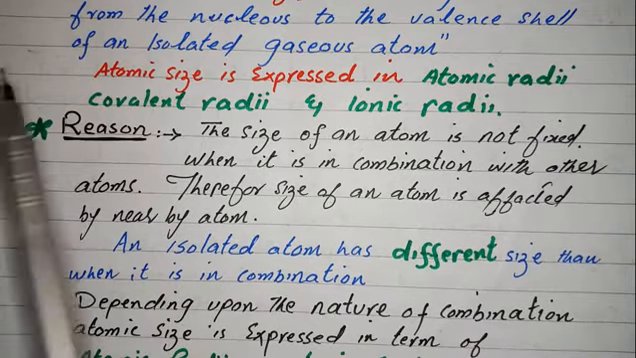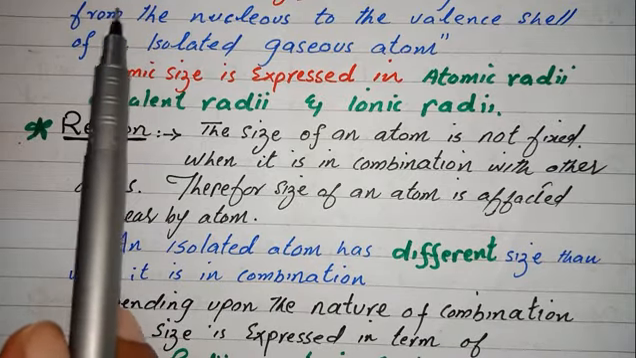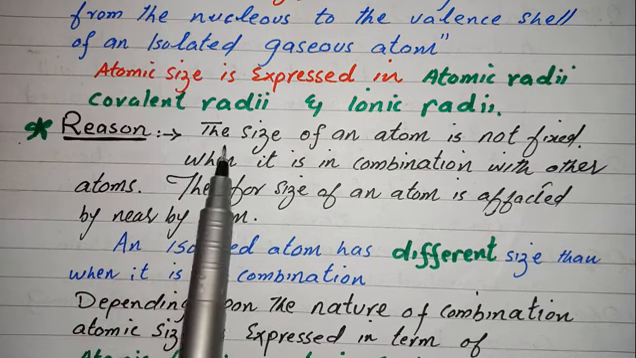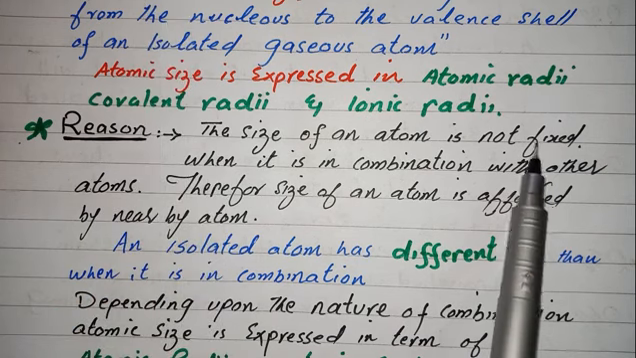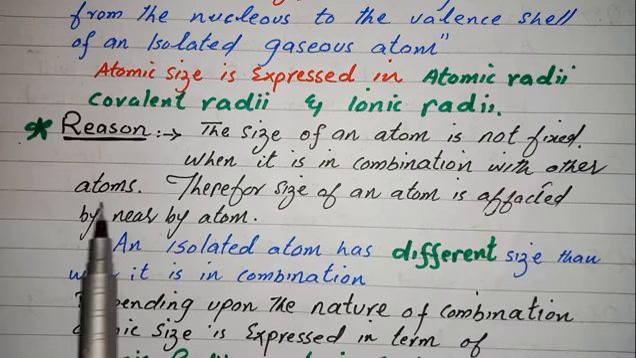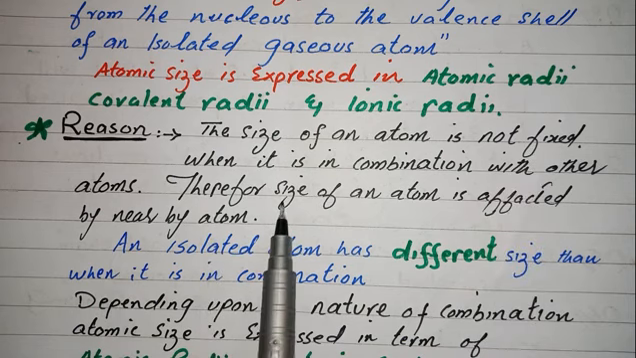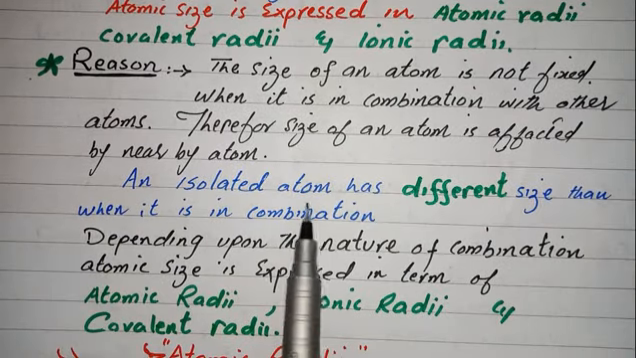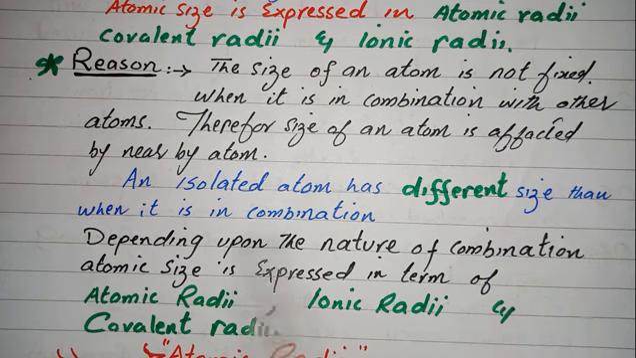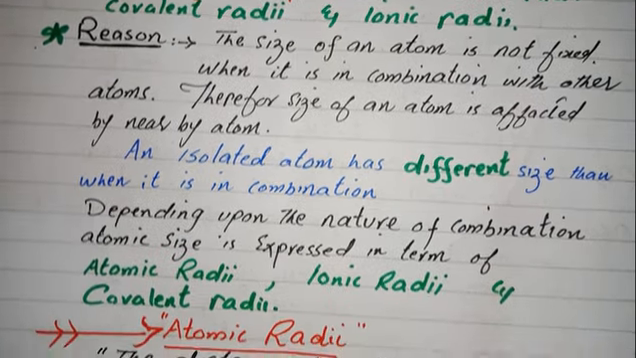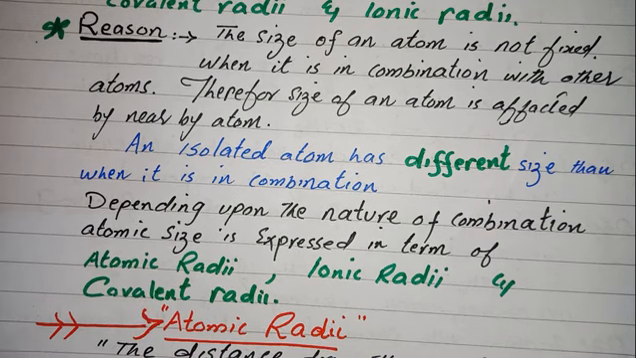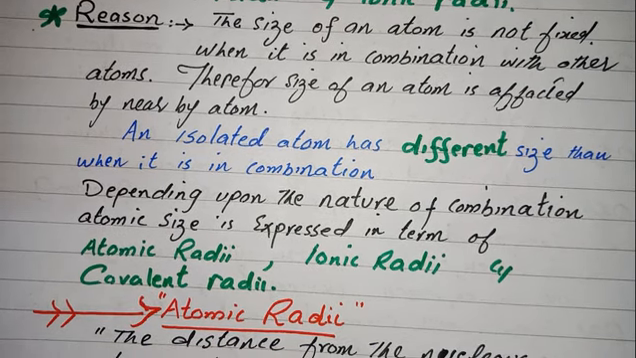The reason why we are discussing atomic radii instead of atomic size is that the size of an atom is not fixed when it is in combination with another atom. Therefore, the size of an atom is affected by a nearby atom. An isolated atom has a different size than when it is in combination. Depending upon the nature of combination, atomic size is expressed in terms of atomic radii, ionic radii, and covalent radii.